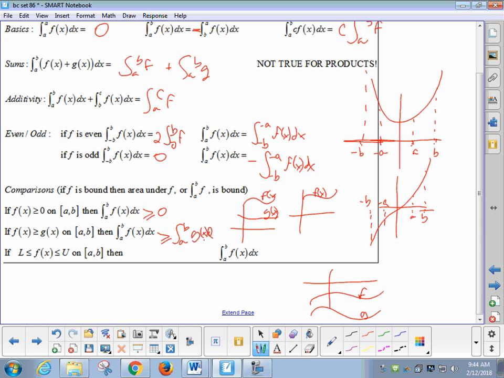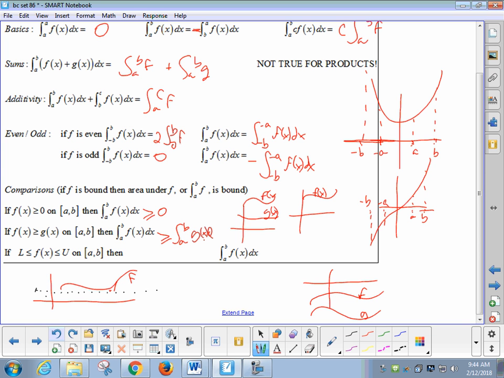Last but not least, let there be a curve. I'm going to draw two pictures actually because my picture got kind of busy here. Let f be a curve like this, and L is defined as the lower limit for the curve. Oh man, I need to calibrate this thing.